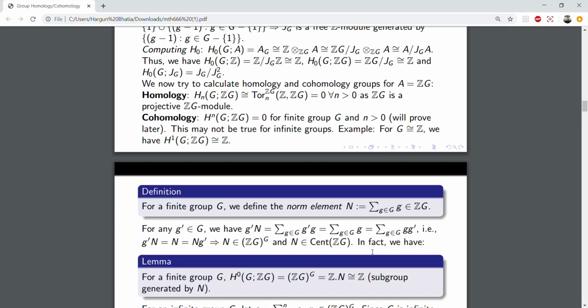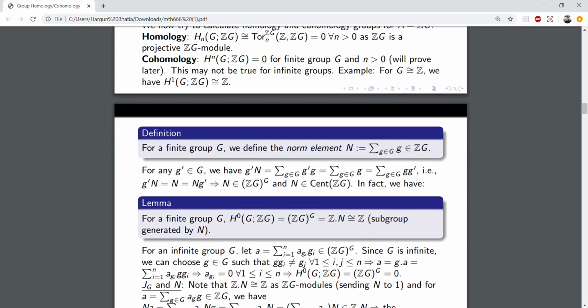But in fact, these are the only G invariants. That's easy to see. If you have a summation of a_g g, which is the same when you multiply by any g prime, then all these coefficients must be the same. So for a finite group, the zeroth cohomology, which is this invariants, is nothing but Zn, the subgroup generated by N, which is isomorphic to Z.